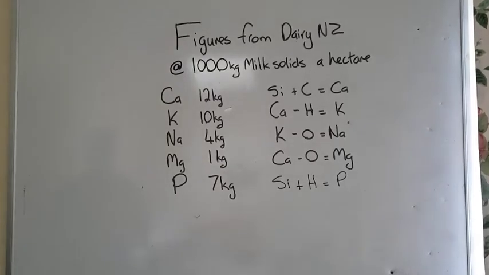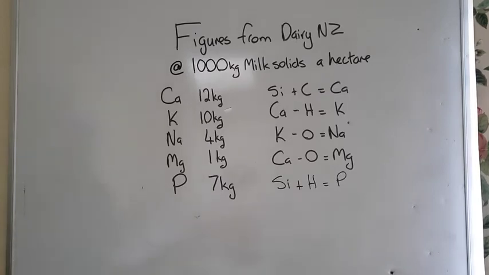Now we're just using the figures from Dairy New Zealand on an average basis, because levels of calcium and magnesium may range anywhere between 20 and 40% variance. So we're just taking the medium, and I've used the figure of 1,000 kilograms of milk solids per hectare based on a grass system. Anything else you can extrapolate higher. If you want to go 1,400 kilograms of milk solids, you can just times the figure by 1.4.